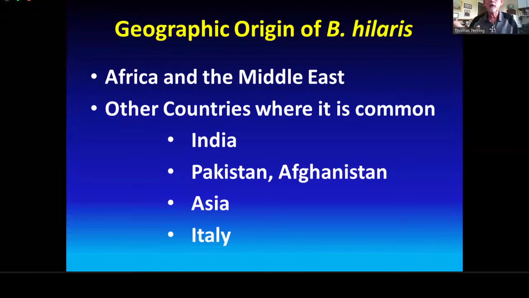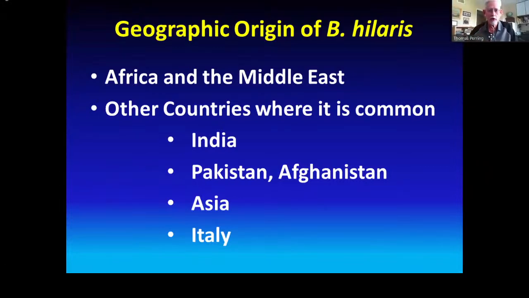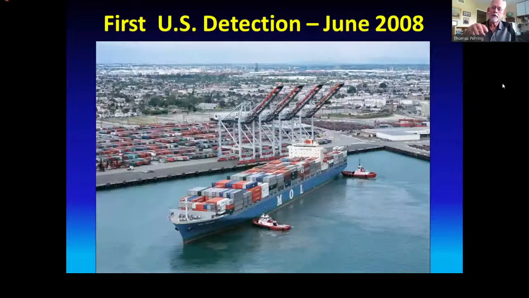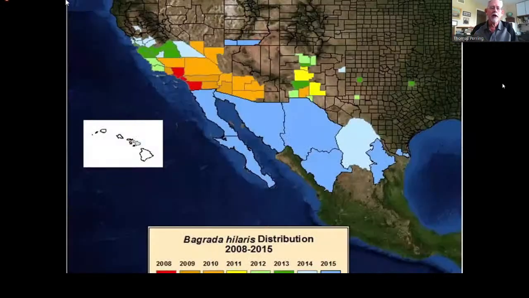Bagrada comes from Africa and the Middle East. It's a problem in many parts of the world where brassicaceous plants are grown. It came into California in June of 2008. Very quickly, this is where it came in, right in California in Los Angeles County. Very quickly, it moved across to the eastern U.S., northern California, and really moved into Mexico, where these crops are grown, even all the way over here to Texas. So in a very short period of time, Bagrada moved very rapidly.